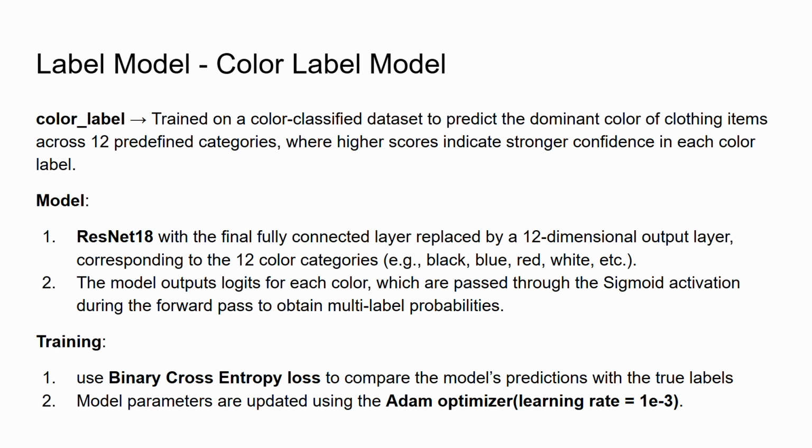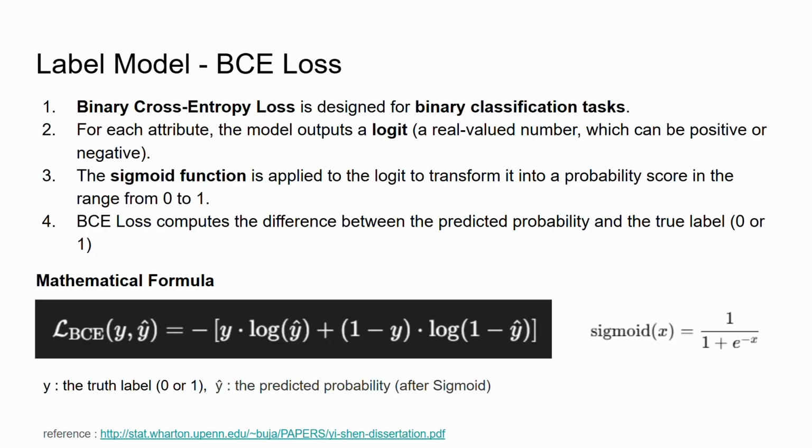It's trained in almost the same way as the previous attribute model. And to train these two label models, we mainly rely on two components: binary cross entropy loss and the Adam optimizer.